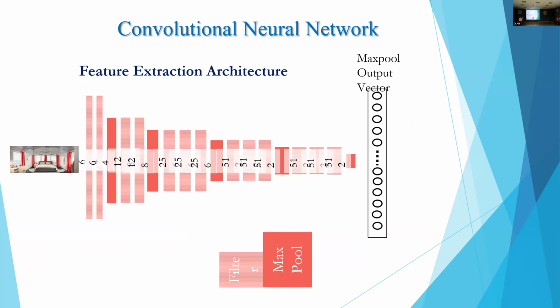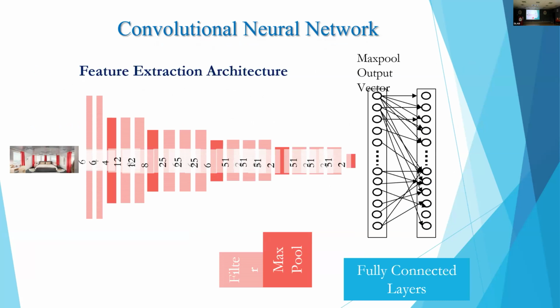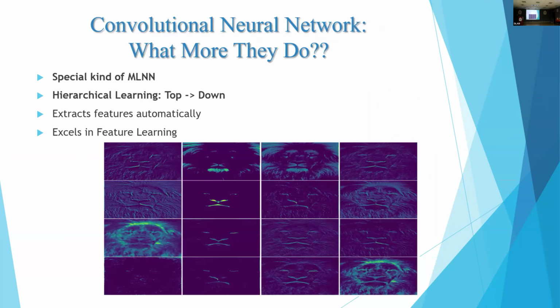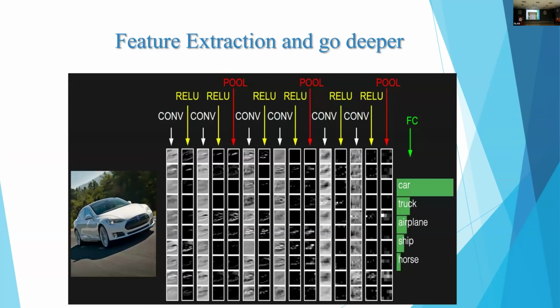Filter, max pooling, and so on. And ultimately, whatever I am obtaining over here, we will keep on adding. We call it the flattened layer. Then we will have one fully connected layer, and then finally the classification. Showing the image, you need to classify which type of tool this is. So similar is the case. Initially, it is a special kind of multi-layer neural network, hierarchical learning, top to down, extracting features automatically. So deep learning is effective feature learning.